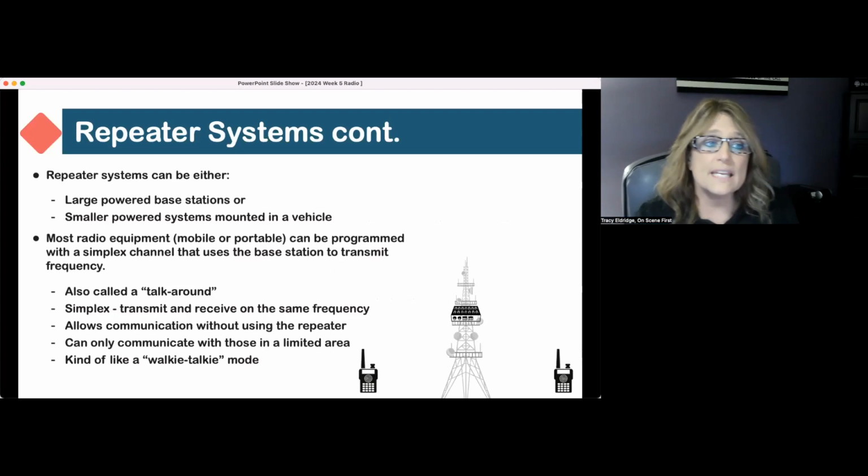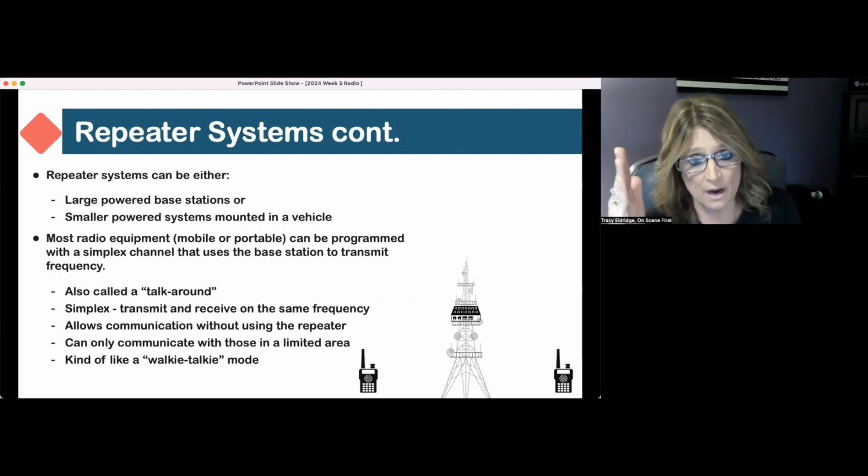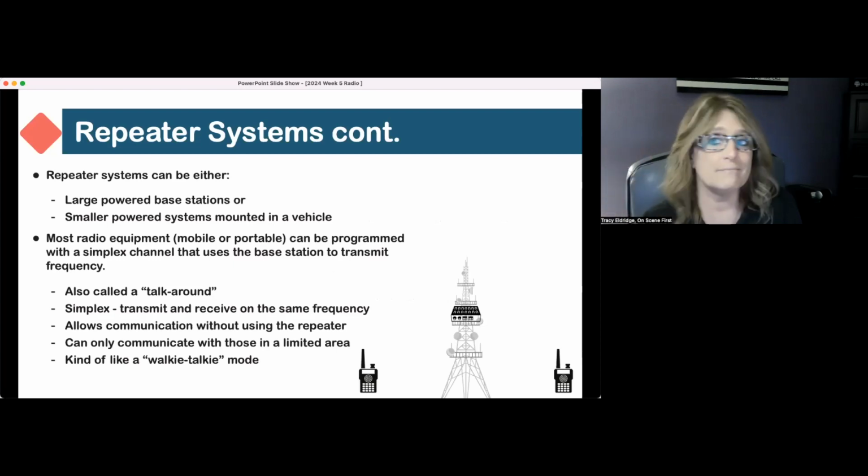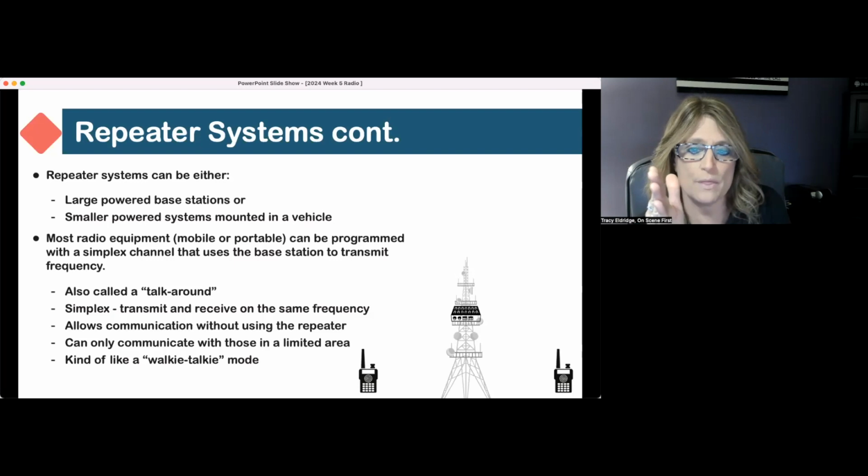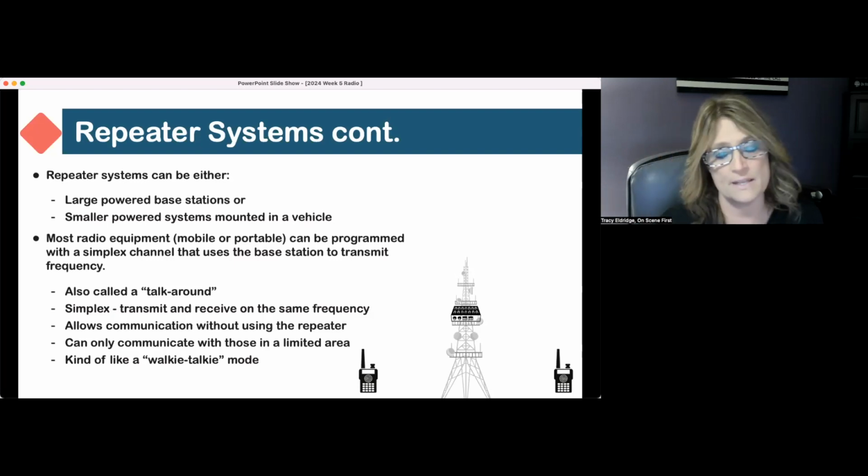Repeater systems can be either large powered base stations or smaller powered mounted on the vehicle. Most folks are using repeaters that are on towers in their geographic location somewhere. So when the call is placed from the portable on the left, it hits the repeater on the tower in the middle, and then it's able to be sent to the portable on the right.